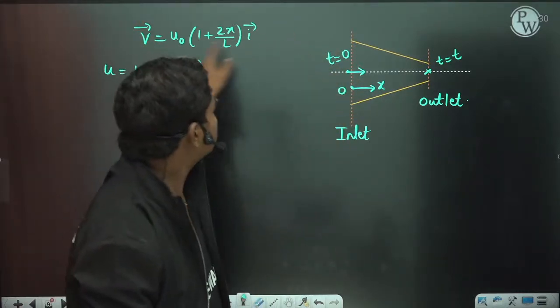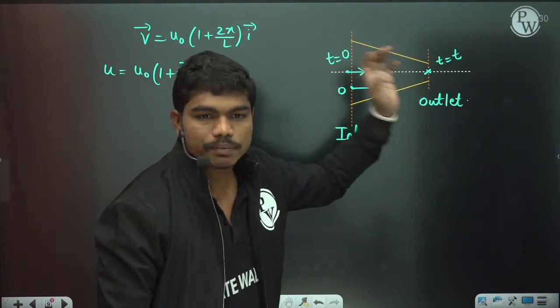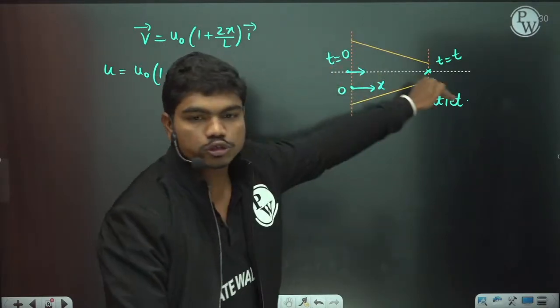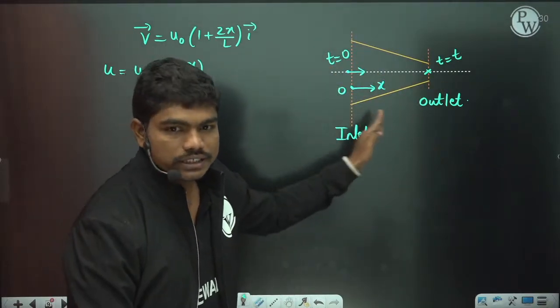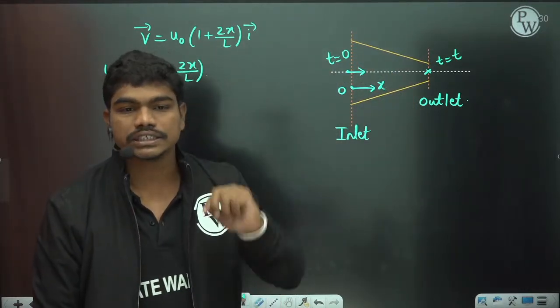Did you understand how this equation is justifying the flow through a nozzle? Please type in the chat box. First of all, did you understand how this equation is justifying the flow through a nozzle? Because as your x distance increases, meaning from the inlet as you go inside, the velocity of the flow increases. Clear?